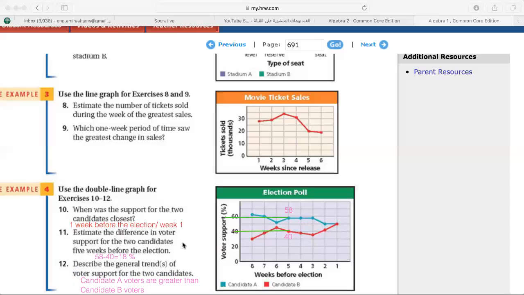Okay, girls. Also, I see that in the last weeks, candidate A starts to decrease a little bit. You see, candidate B starts to increase, and candidate A starts to decrease a little bit.